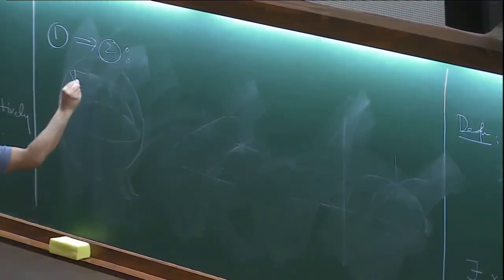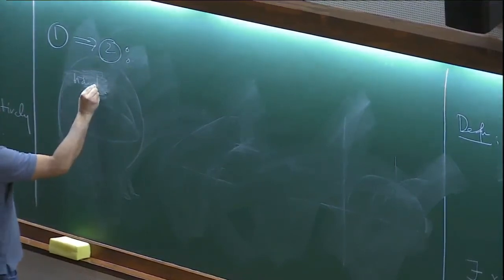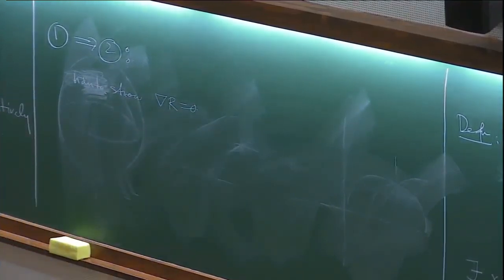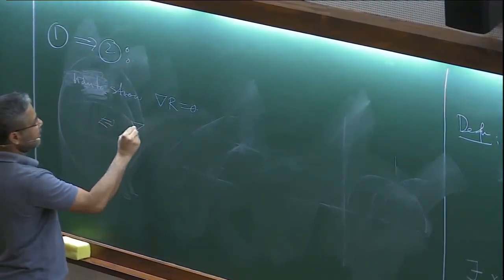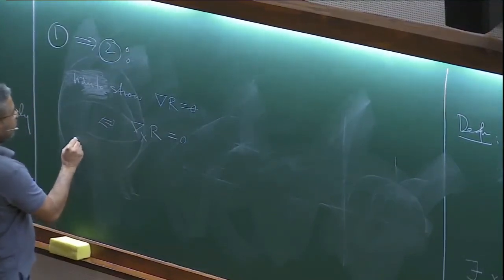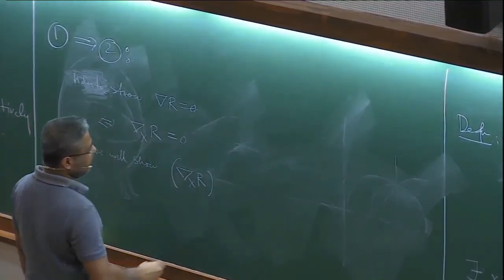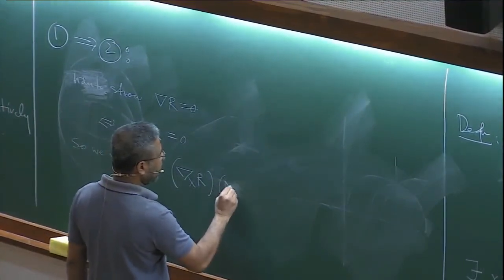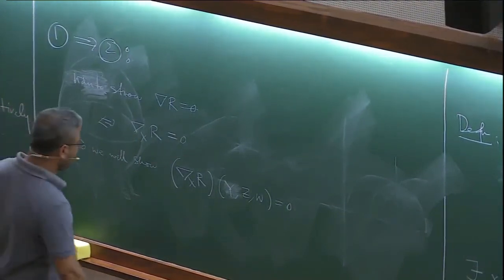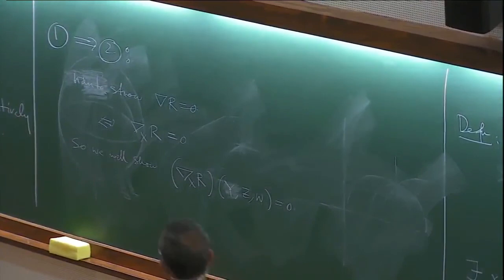Okay, so I want to prove that R is 0. So we want to show that this is a tensor. The definition of R being 0 is the same as this. Okay, this is what we want to show. I want to show it at every point, and I have an isometry. Once I have an isometry, that gives me an affine map. So what is an affine map?